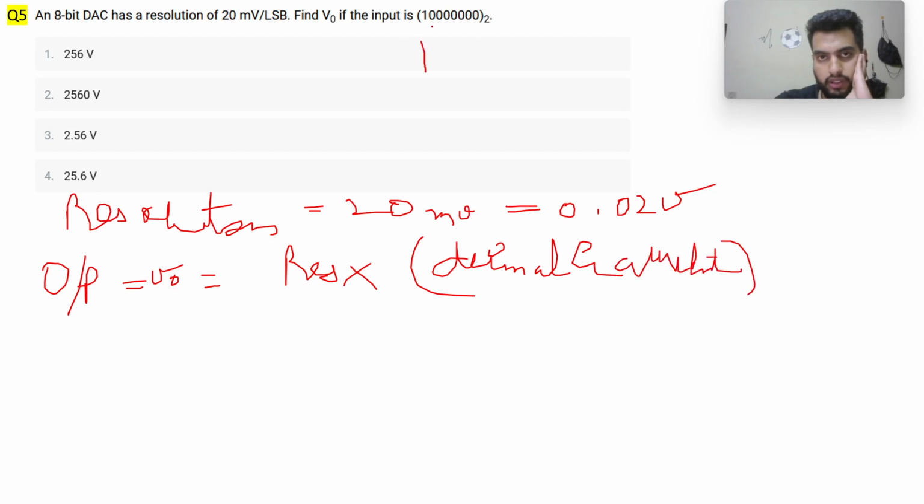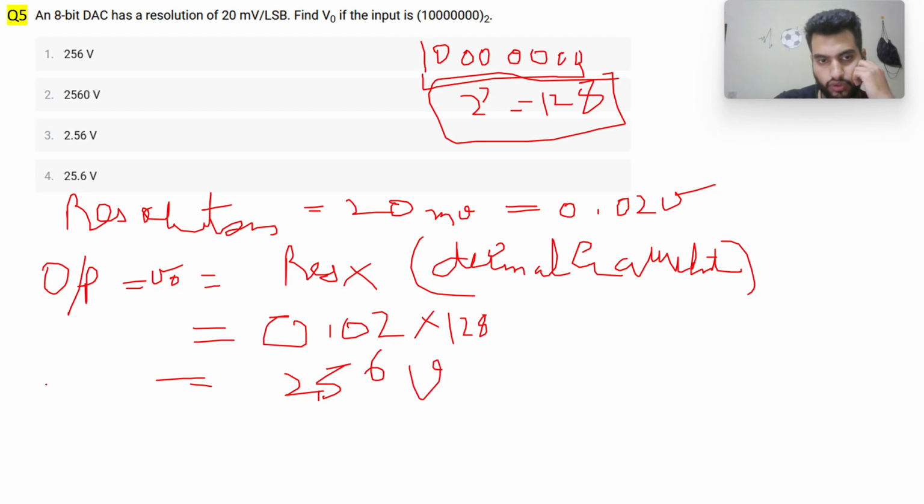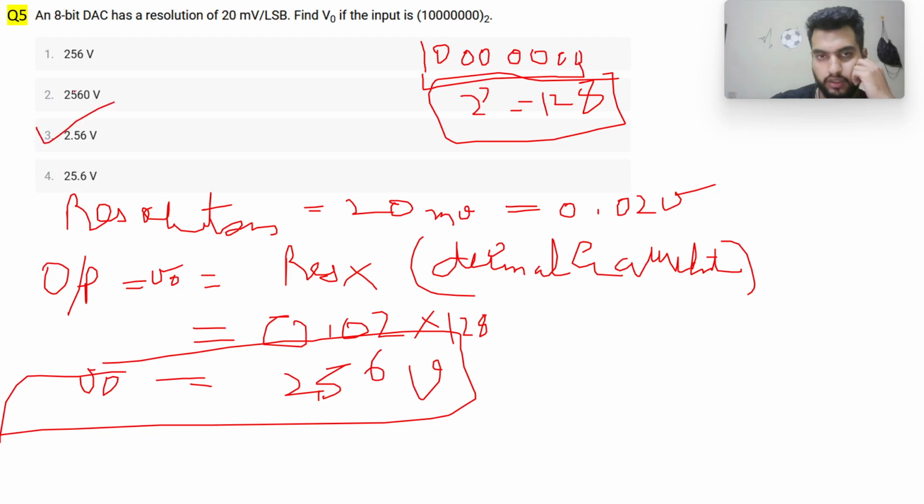So this is 1, then how many zeros? 1, 2, 3, 4, 5, 6, 7. So this is equal to, if you do the conversion, 2 raised to power 7, that is 128, right? So your output voltage will be the resolution, 0.02, multiplied by 128. That is 128 times 2, that is 256, and the decimal is after 2 digits, so that is 2.56 volts. So your output voltage is 2.56 volts, right? Is it clear now?